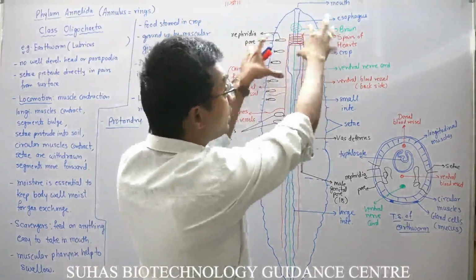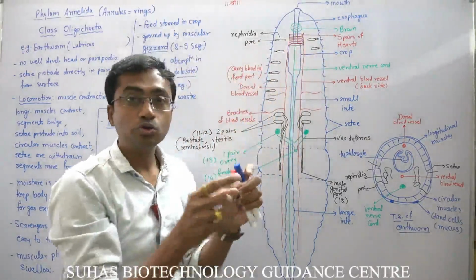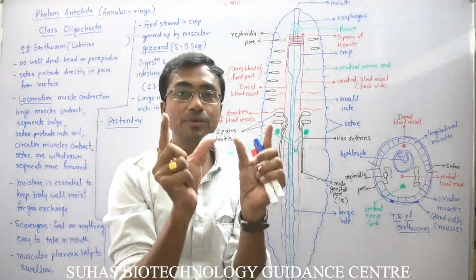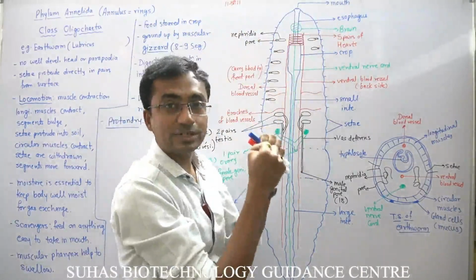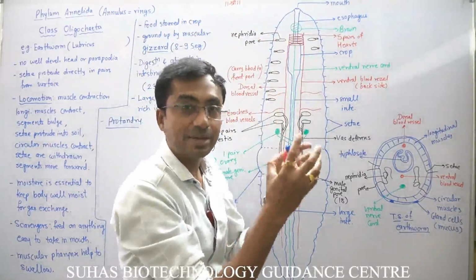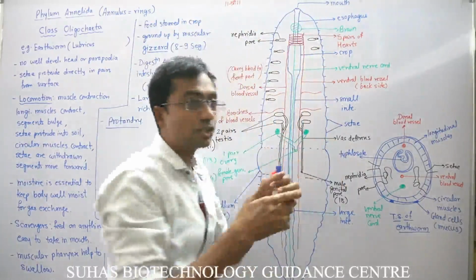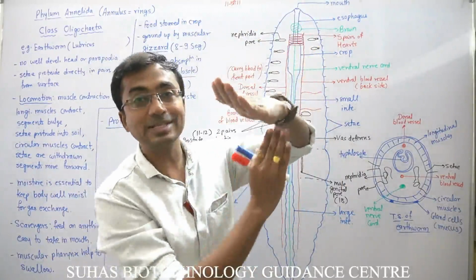Nephridia is a coiled region which will have two openings. Through one opening, which is like a funnel, it will keep on deriving nitrogenous waste from each and every segment, and through the pore which generally opens on the ventral side.